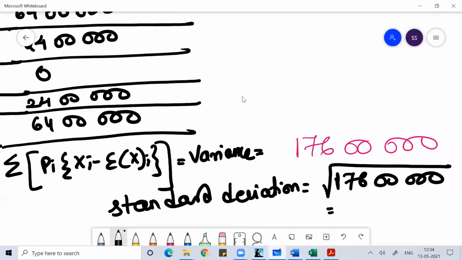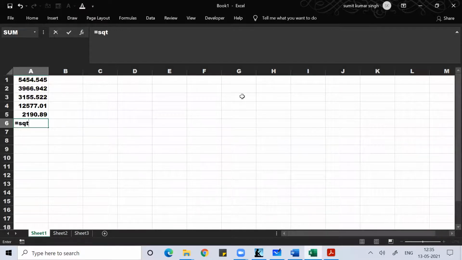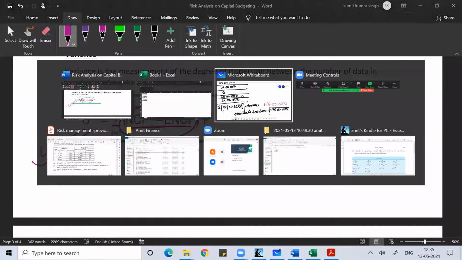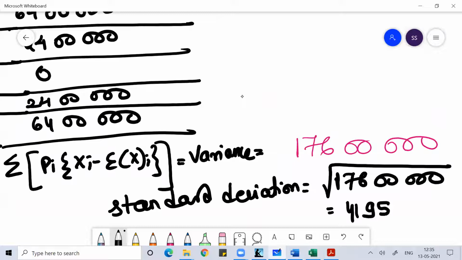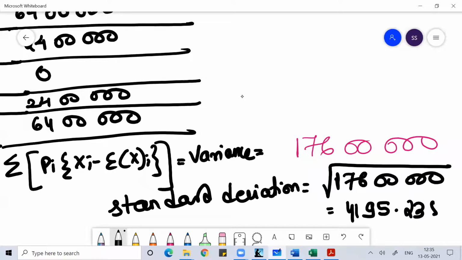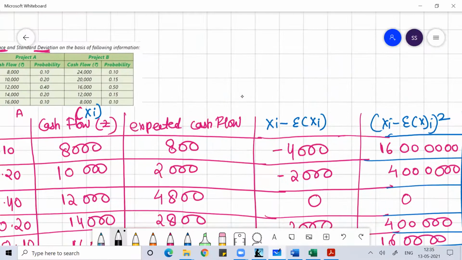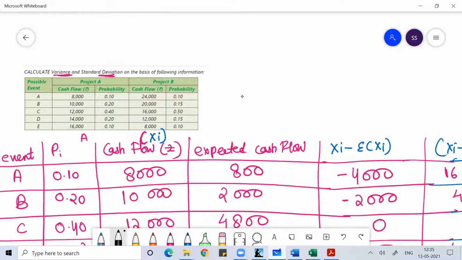Find the square root of this. This would be the standard deviation. So we found the standard deviation of project A. We found the standard deviation of project B.